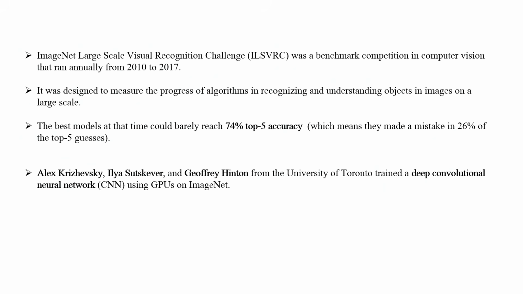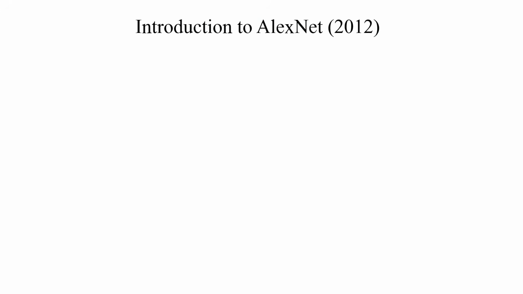Okay, we will see how brilliantly the training has been done. They wanted to check whether this deep convolutional neural network could reach a place where computers can see and recognize images like human beings. They named this deep convolutional neural network AlexNet. Now, we will see what this AlexNet is.